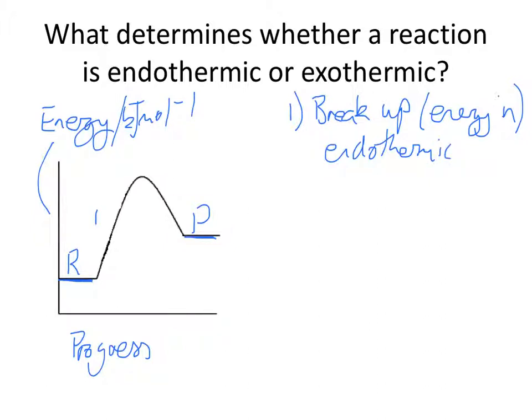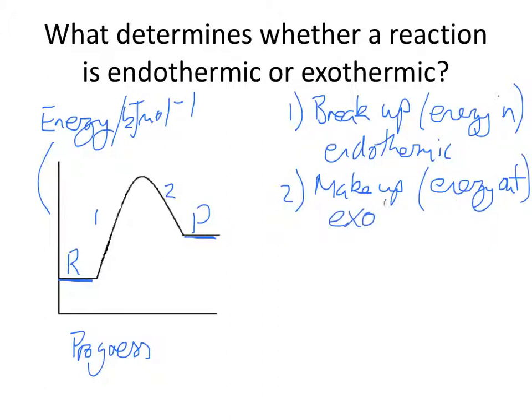When the old bonds are broken, now new bonds can be made. So here we have the makeup. New bonds are being made, the line is coming down, so energy is coming out of the system, so energy out, and that is an exothermic stage.